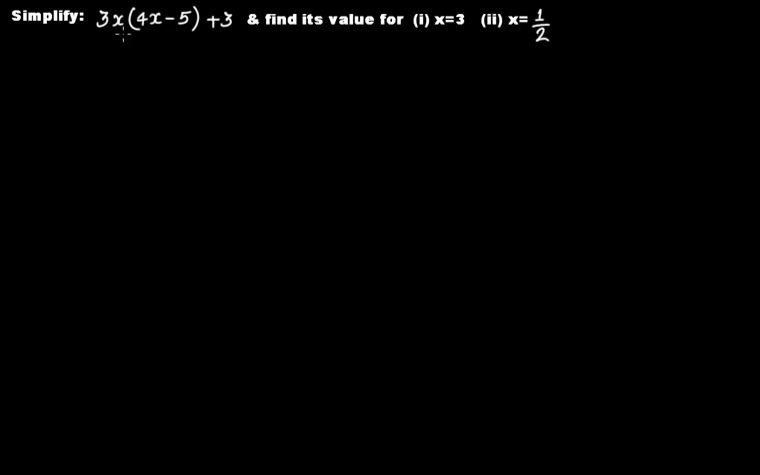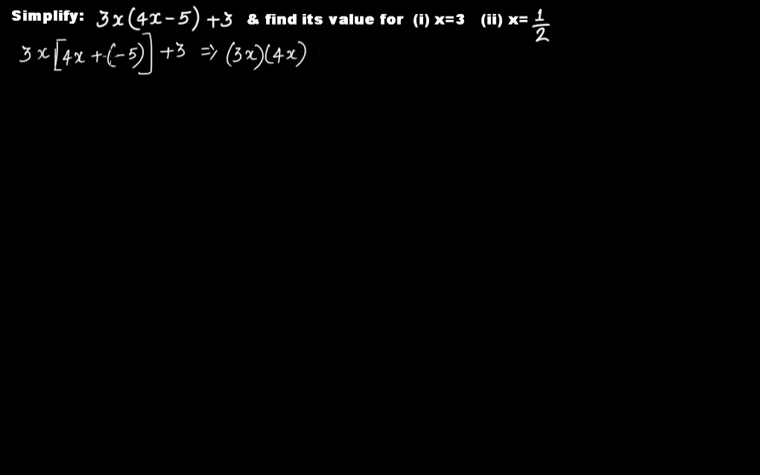Simplify 3x multiplied by 4x minus 5, plus 3, and find its value for x is equal to 3 and then x is equal to 1 by 2. If you have to simplify it, this is 3x, a monomial, being multiplied by a binomial. So here you have a minus sign. First write it in this form so that you don't make any mistake when you're dealing with the negative sign. This is 4x plus minus 5. This is plus 3.